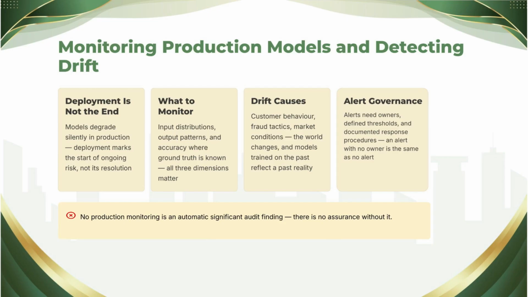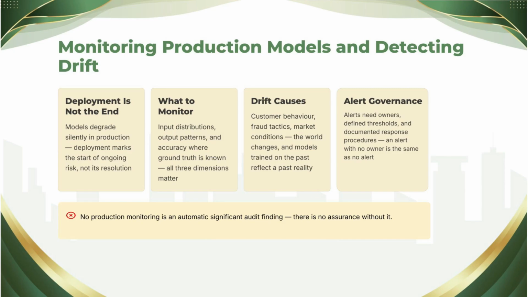So what does good monitoring look like? 3 layers: technical health, latency, uptime, errors. Statistical health: are input distributions shifting? Are prediction patterns changing? And business health: are approval rates, complaint volumes, or loss rates moving unexpectedly? Mature teams track all 3 on dashboards with defined thresholds and named owners. Your audit questions almost write themselves.